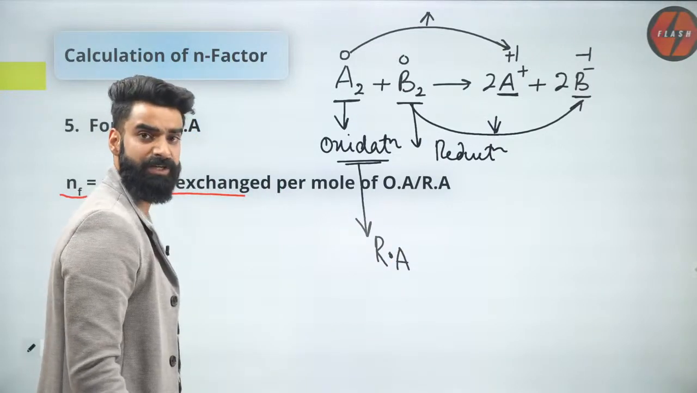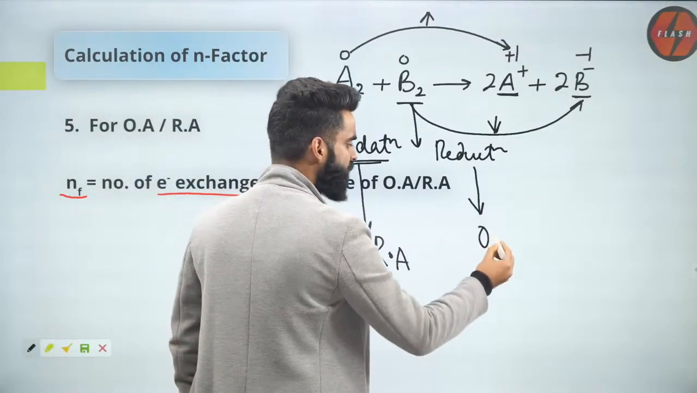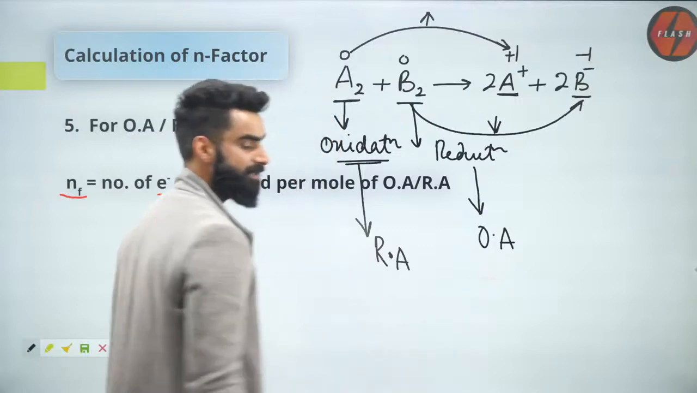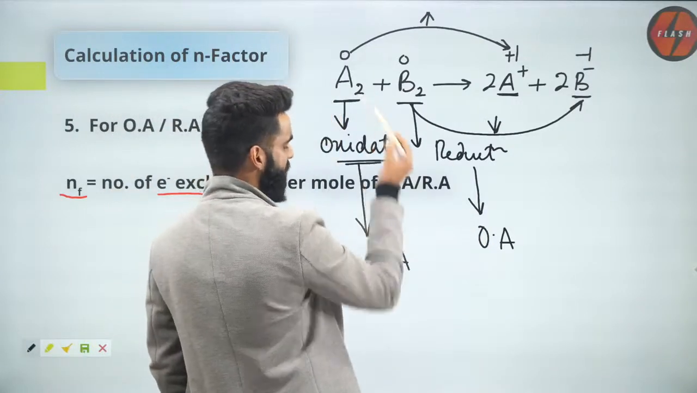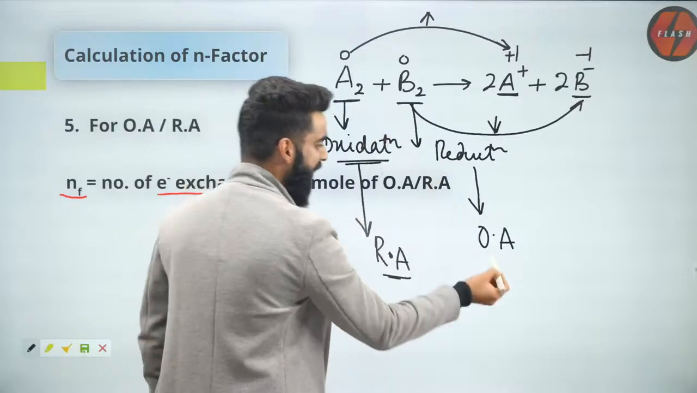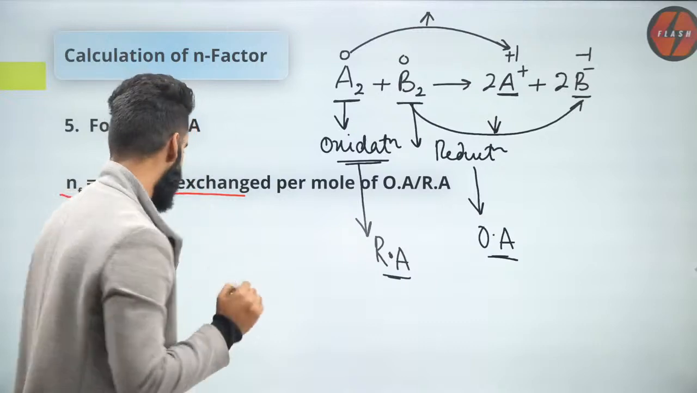Correct? That's what we call a reducing agent. And the substance which undergoes reduction, that's what we call an oxidizing agent. Correct? Now the point is, how do we calculate the n factor of this reducing agent and this oxidizing agent over here? Have a look.